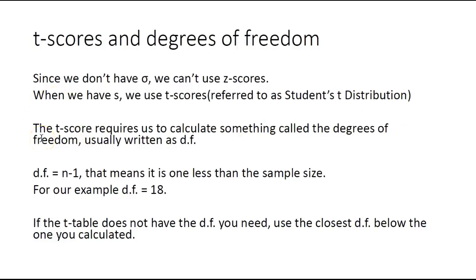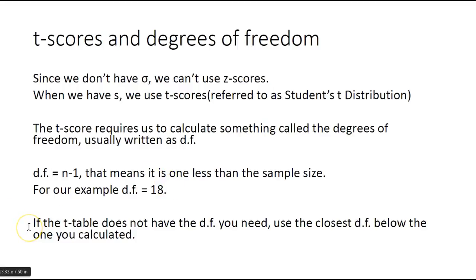One thing when you use a t-score table is you have to have something called degrees of freedom. You'll see the table in just a second. But degrees of freedom is a very easy thing to calculate. The degrees of freedom is one less than your sample size. If you remember, we're looking at 19 turkeys, so that means the degrees of freedom is 18.